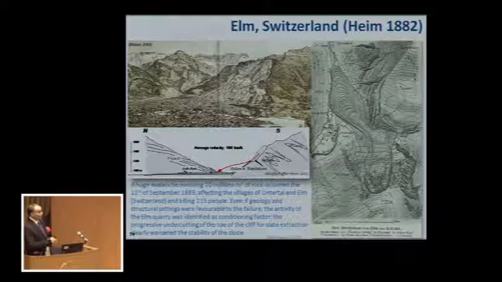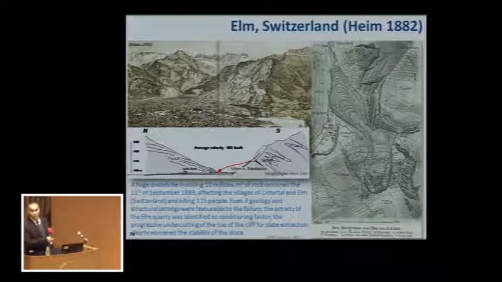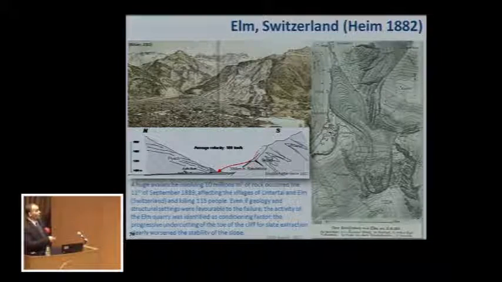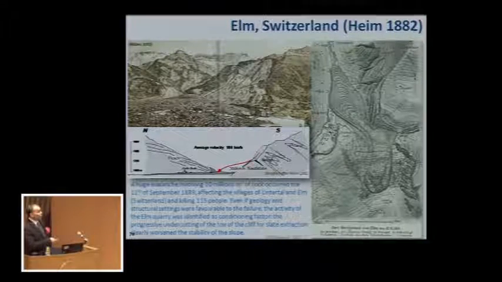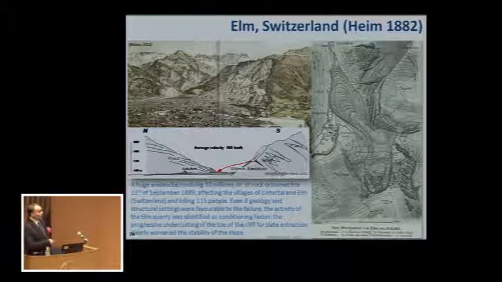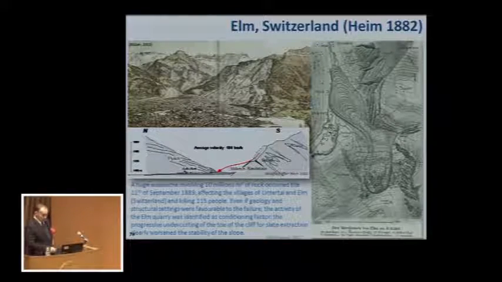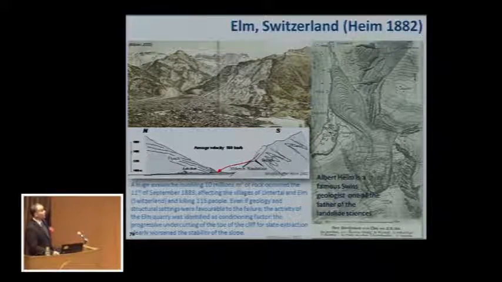10 million cubic meters were triggered because there was a quarry at the bottom of the slope. And this moved down up to 300 kilometers and going there up to this place. This was the first rock avalanche description.